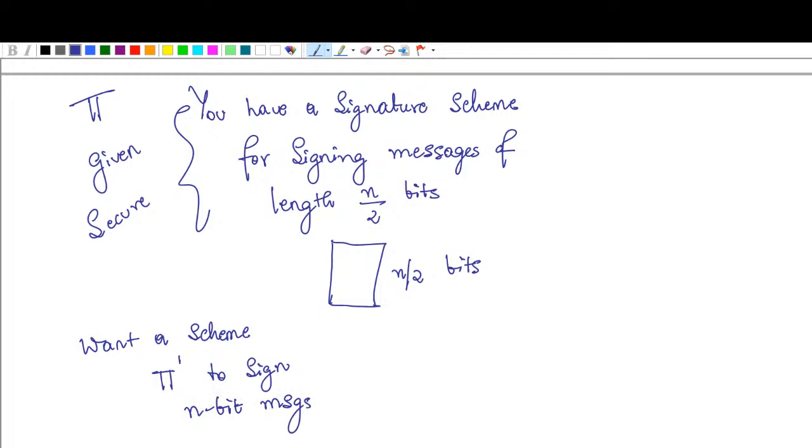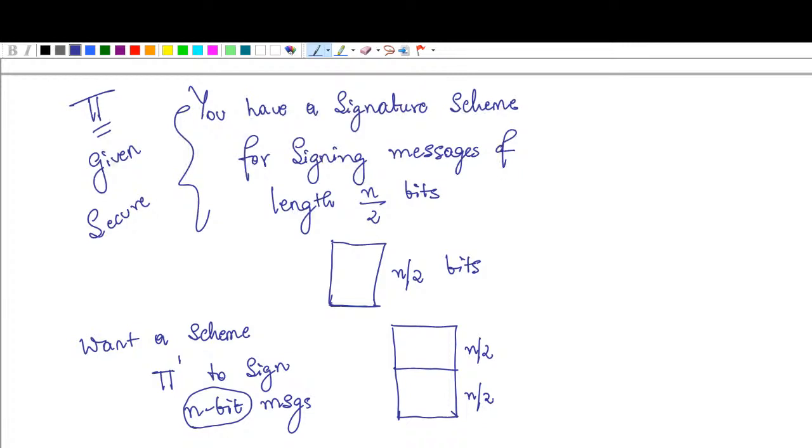Okay, now we want to use the existing scheme pi to design this scheme pi prime. Generally the naive approach one will follow is the following. Since you know how to securely sign n by 2 bit messages, why can't you divide your bigger message into two chunks of n by 2 bits?